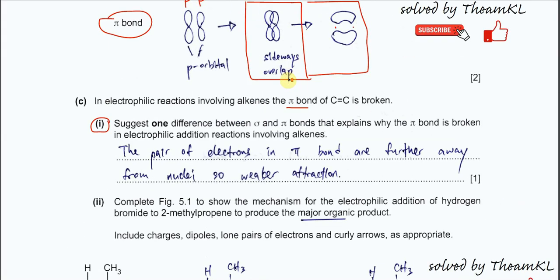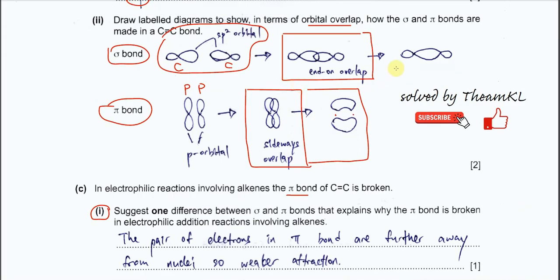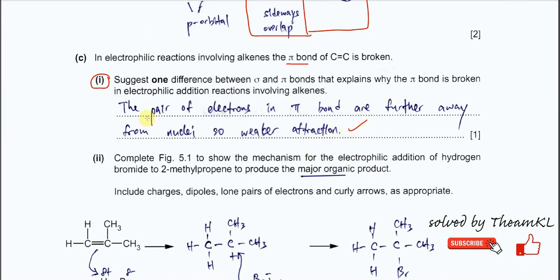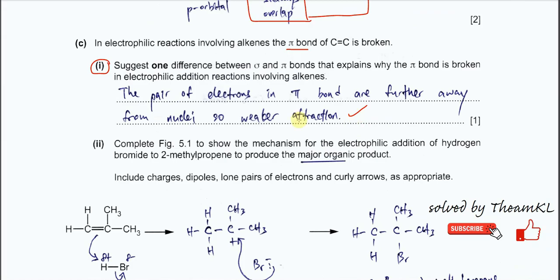Okay. Let's use back the diagram just now. After overlapping, this is the sigma bond. Actually, this one is closer to the nuclei. And for this pi bond, after it undergoes sideways overlap, actually the electrons is further away from the nucleus compared to the sigma bond. That's why this one is always weaker, I mean the pi bond, and the sigma bond is stronger than the pi bond. That's the reason. Okay, so this is the answer, right? The pair of electrons in the pi bond are further away from nuclei. Therefore, the attraction is weaker.